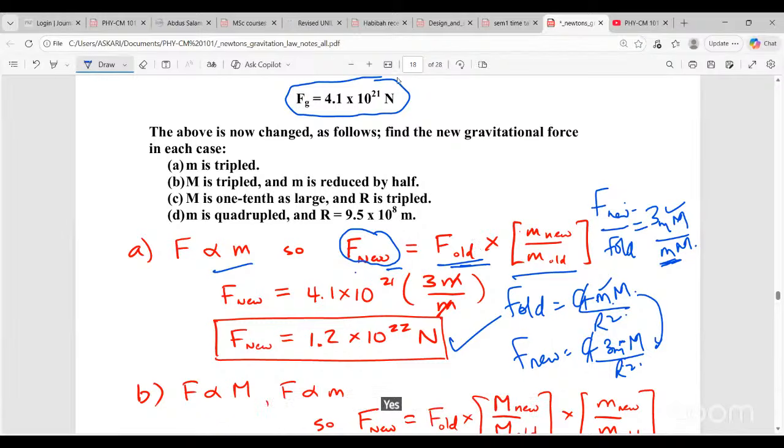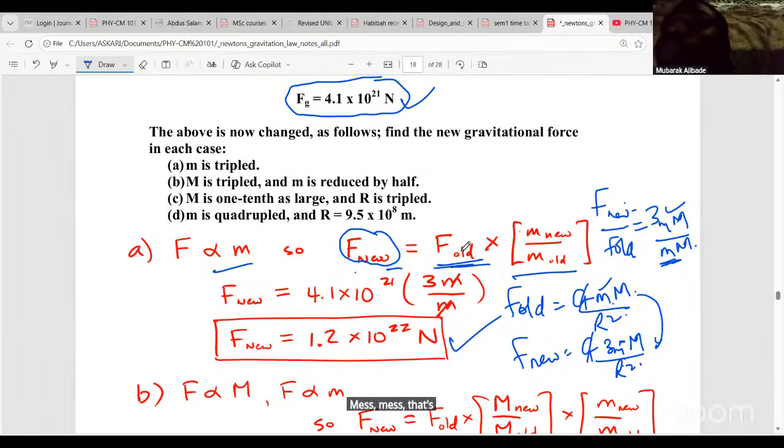Thank you, sir. The new one you are finding, this was the old gravitational force we were given. So we are finding a new one. It has to be a function of the old.